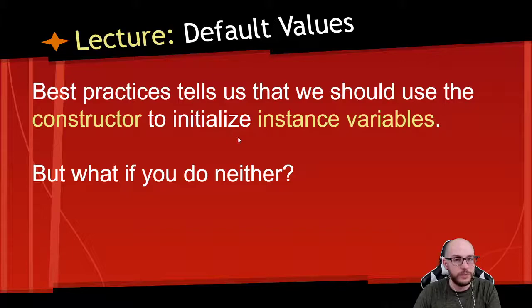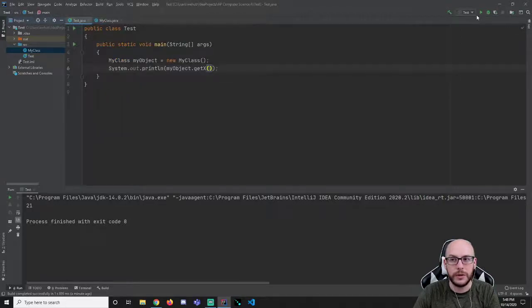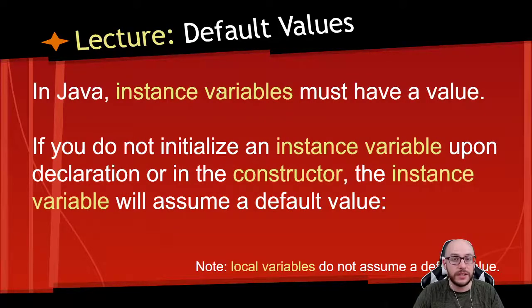What if you do neither? What if I don't give it a value here and I don't give it a value here? Does our program just break? I don't really see a syntax error. IntelliJ seems to be pretty happy. Why don't I try running my program and let's see what we get. What do you think we're going to get? I get a 0.